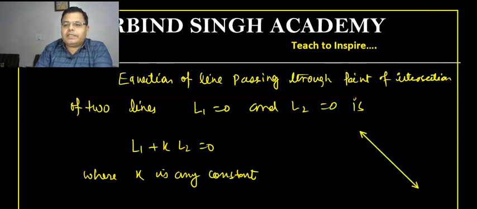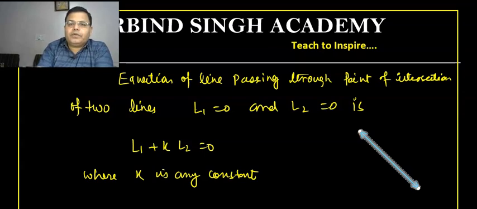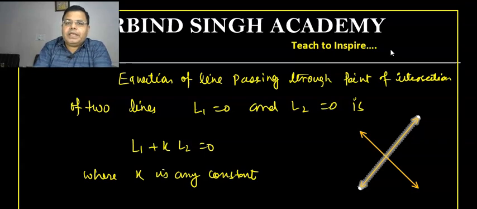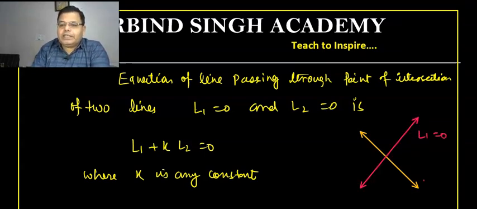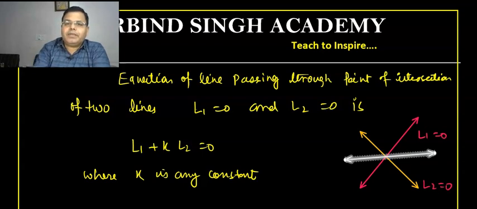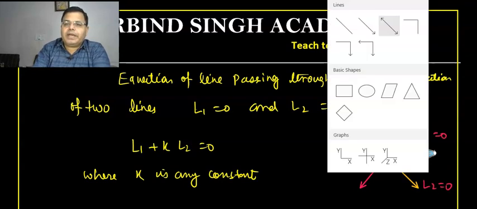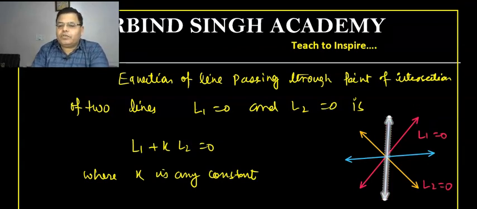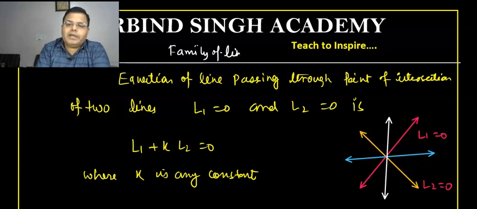If there are two lines like this, it represents a family of lines. So we are learning basically family of lines. There are two lines, say L1 = 0 and L2 = 0. There can be infinite lines which pass through their intersection point. This line can pass through it, and this line can pass through it even. So there will be infinite lines, and they are said to be a family of lines. All these lines pass through the point of intersection of two lines, and they form a family of lines.